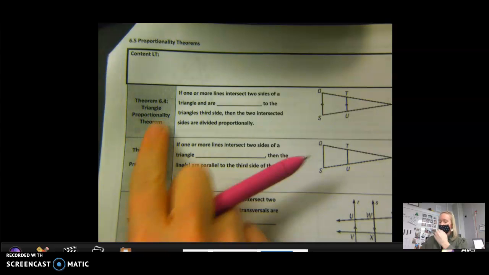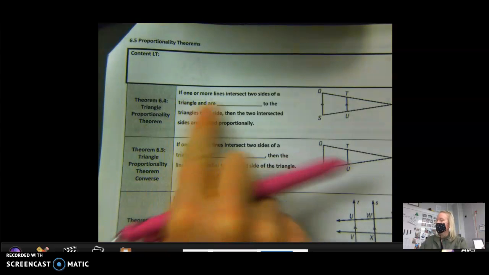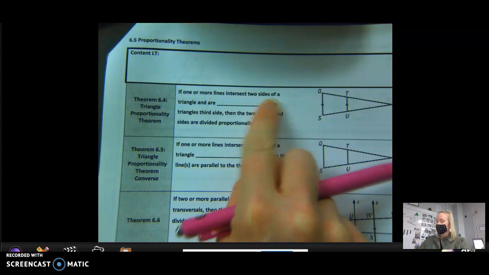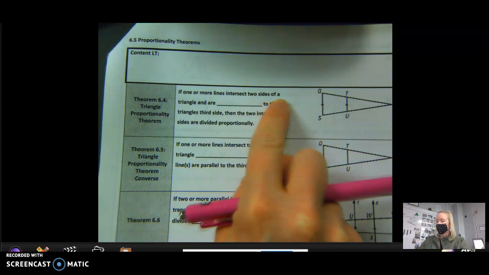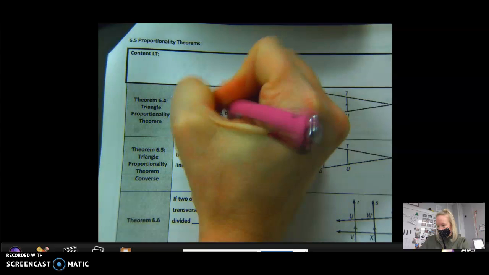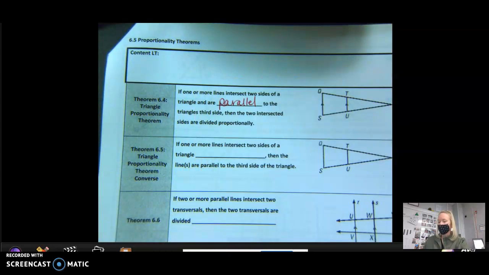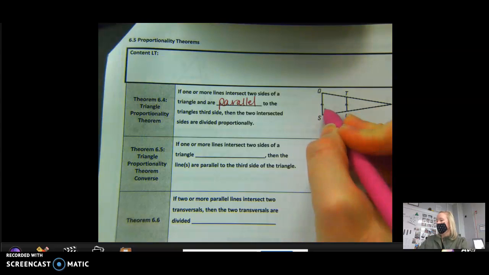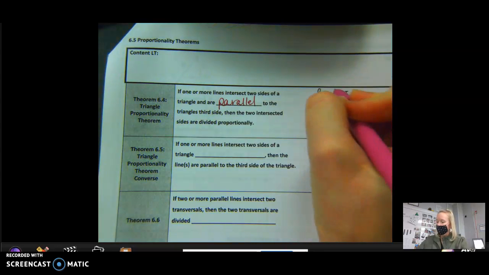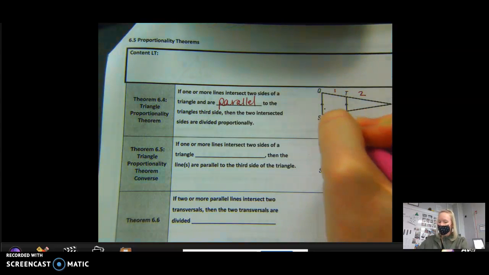So, triangle proportionality theorem. If one or more lines intersect two sides of a triangle and are parallel to the triangle's third side, then the two intersected sides are divided proportionally. So these two lines are parallel. That means that it divides this proportionally.